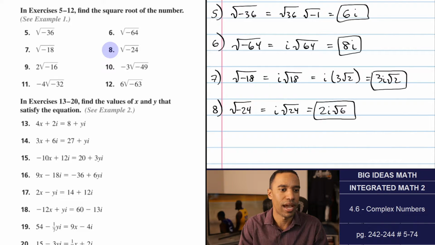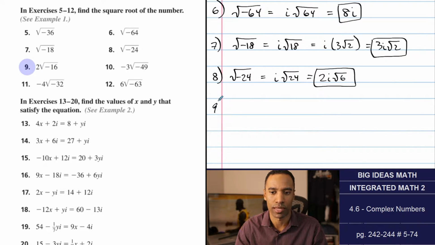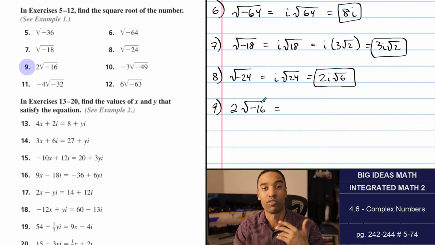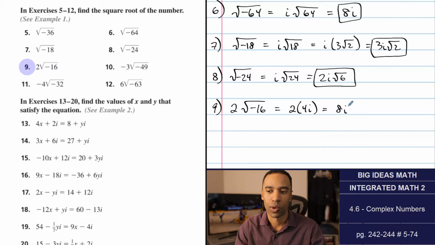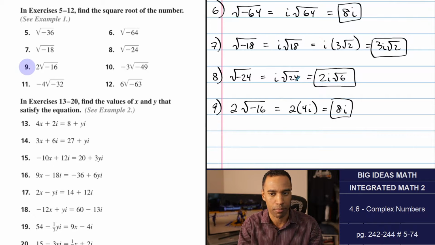Now, numbers 9 through 12, you can see there's a number in front, which means I think it's worthwhile to write a second step in between, even if I simplify the other part kind of fast, like this. 2 times the square root of negative 16. Square root of 16 is 4, so square root of negative 16 is 4i. We'll do 2 times 4i, which is 8i. So I am writing the in-between step, and generally I don't write these things left to right, but I really want to see a full snapshot of these.